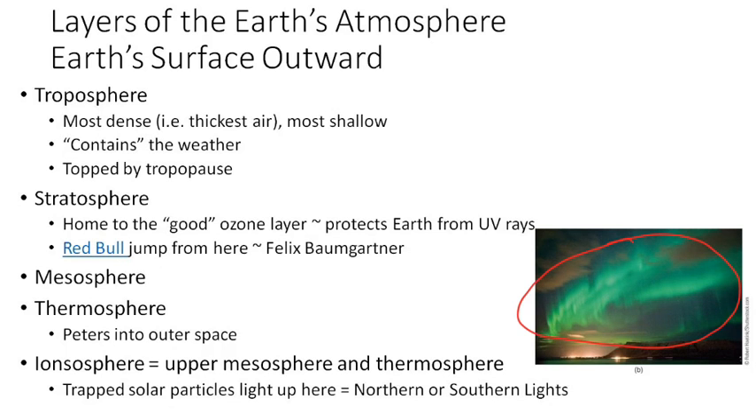Okay, so that's the 4 layers of the Earth's atmosphere. In this class, it's a great test question. This is closest to the Earth. This is going up, up, up, and the ionosphere, of course, is a combination of these two.